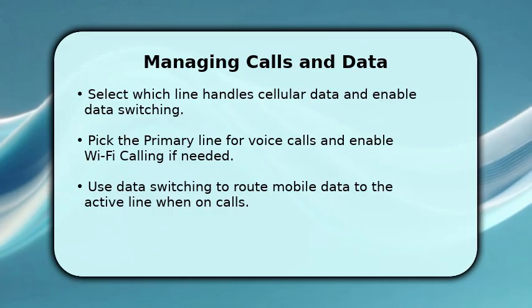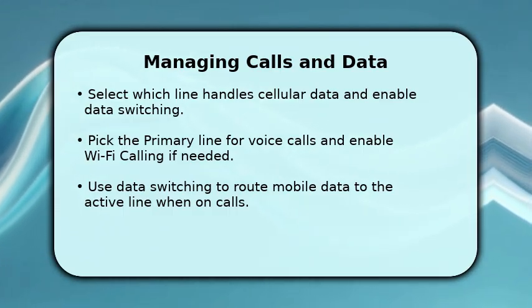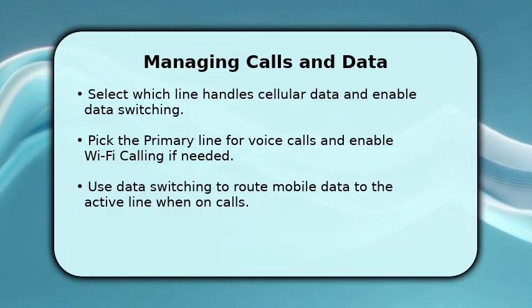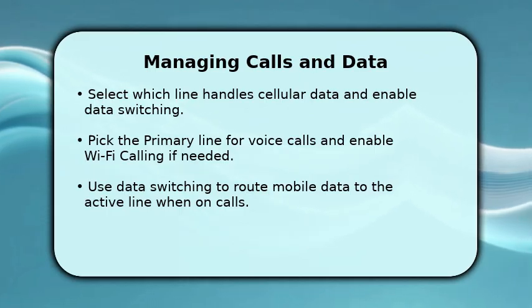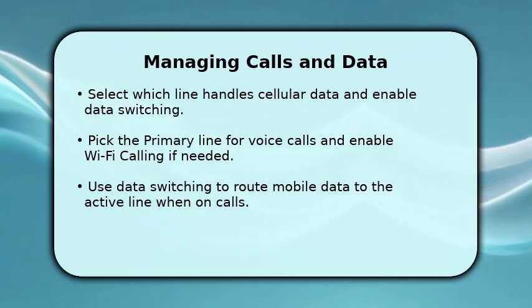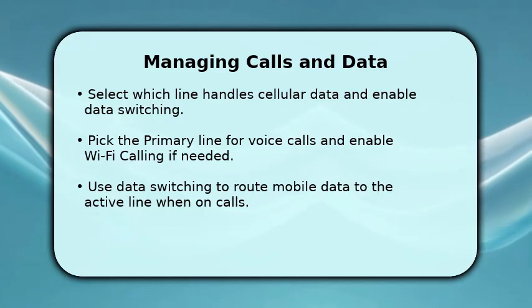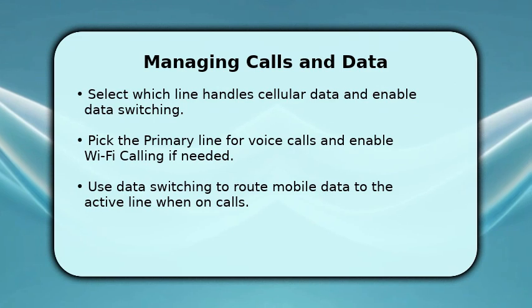In mobile data settings, select which line will handle cellular data by default and enable data switching if available. Enable Wi-Fi calling for the line that has better carrier support to boost call reliability. Set the primary line to handle voice calls and default SMS to avoid confusion during outgoing messages. Use data switching so an active call does not interrupt your mobile data connectivity.